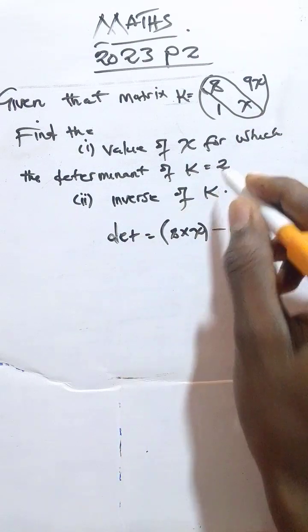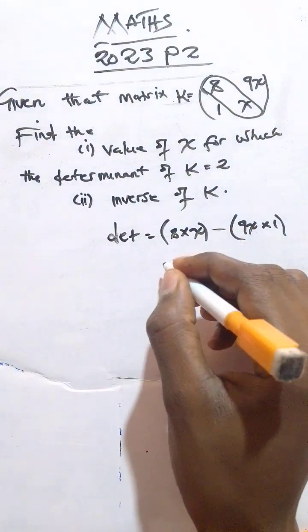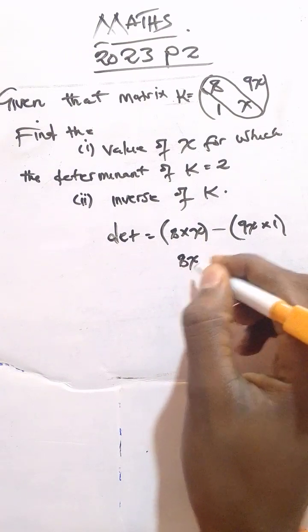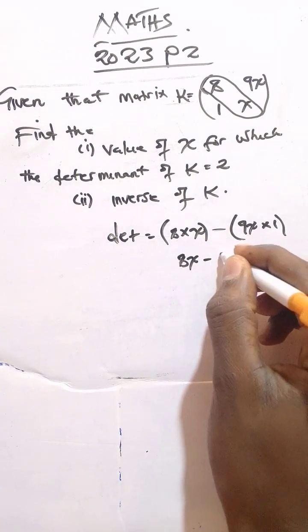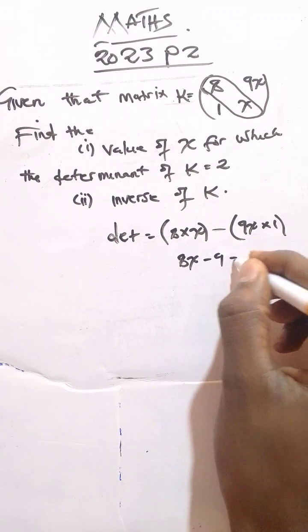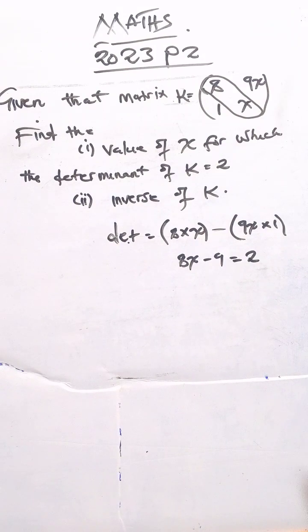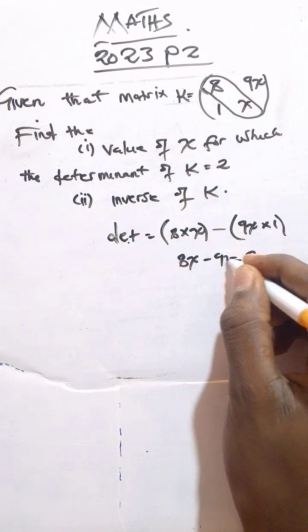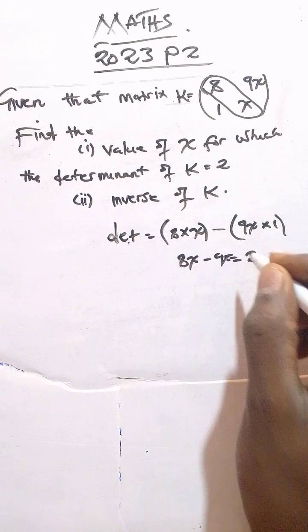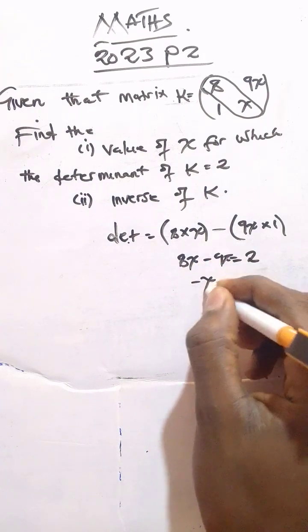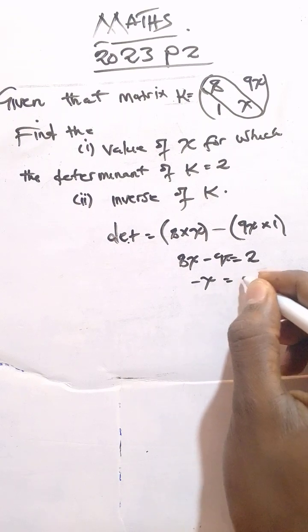Now the determinant has been given, which is 2. So here when you multiply, you're going to get 8x minus 9, then it is equivalent to 2. Either 2 can be here or this side, there's no problem. Then from here, you have 9x there. So 8x minus 9x is going to give negative x, which is equivalent to 2.